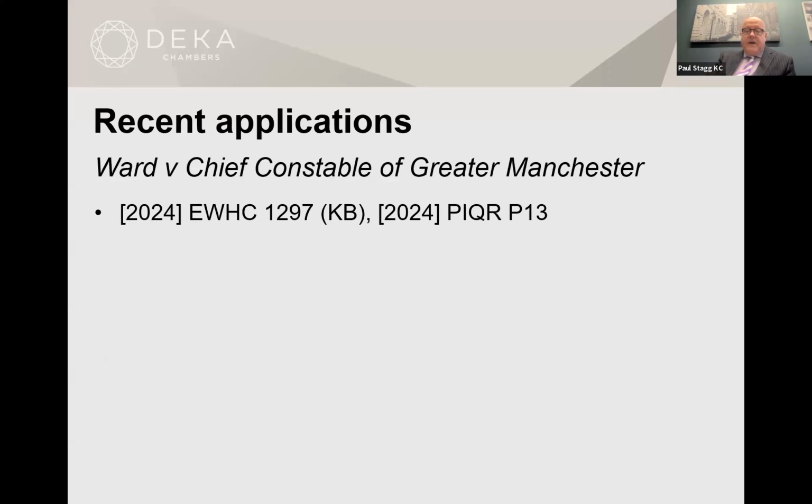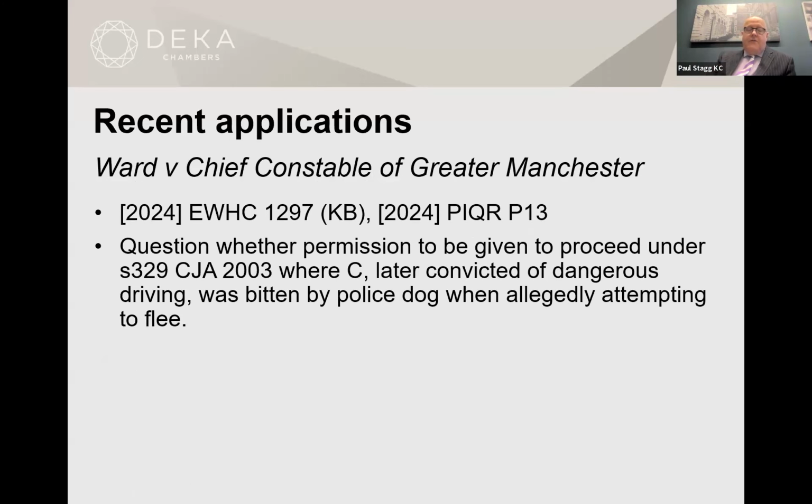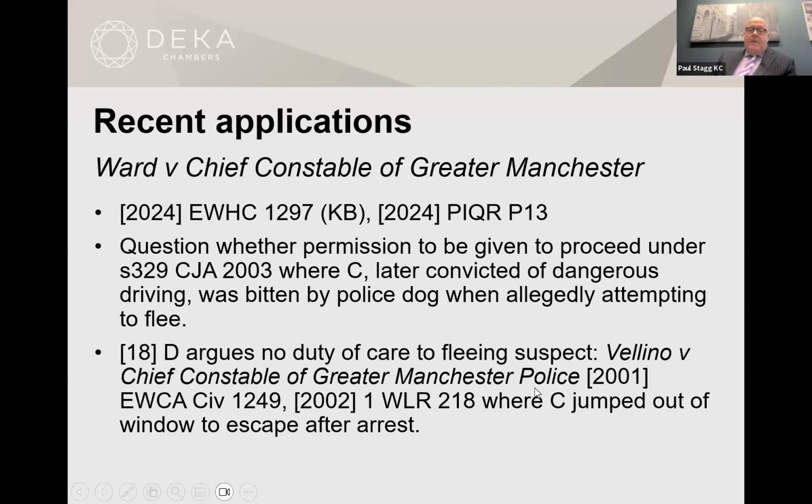Ward. This is a decision of Master Sullivan. The question before her was whether to give permission to proceed with the claim under Section 329 of the Criminal Justice Act 2003. It's a dog bite case. My rule with dog bite cases is that if the claimant's a villain, he's going to lose. If the claimant's innocent, he's generally going to win. So what happens in that case remains to be determined. But the master did give leave for the claim to proceed.